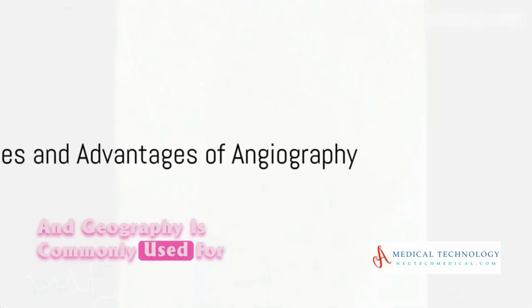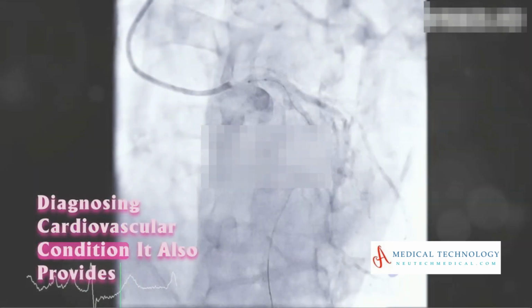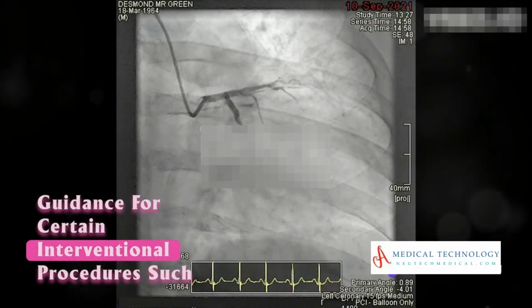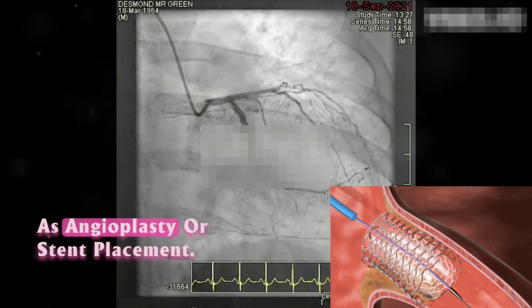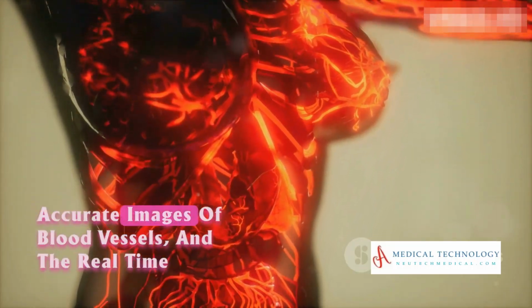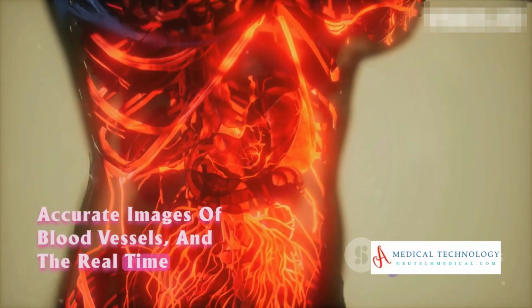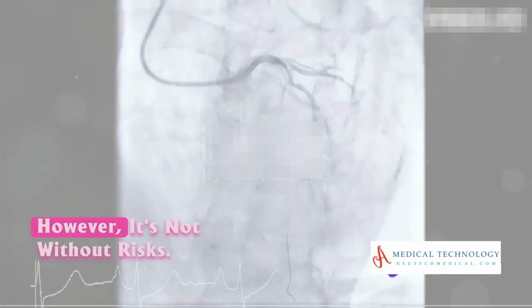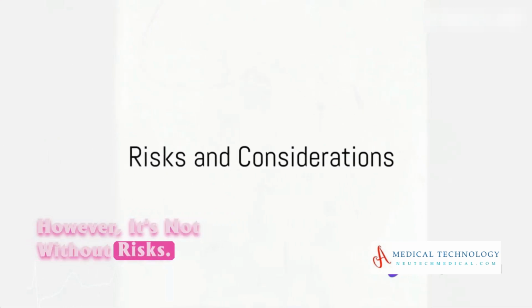Angiography is commonly used for diagnosing cardiovascular conditions. It also provides guidance for certain interventional procedures, such as angioplasty or stent placement. On the plus side, it provides highly detailed and accurate images of blood vessels, and the real-time imaging allows for on-the-spot observations. However, it's not without risks.